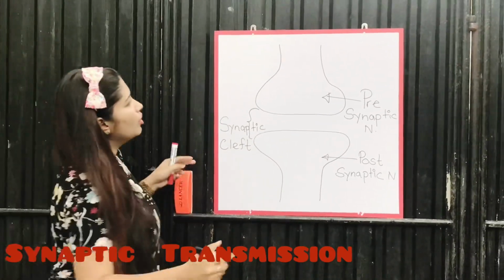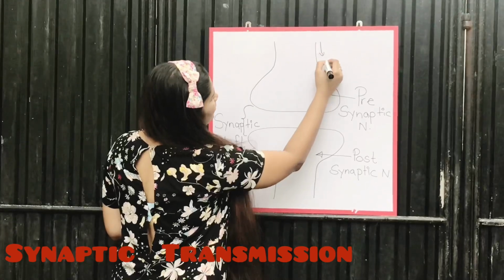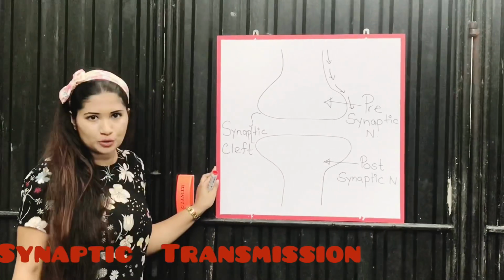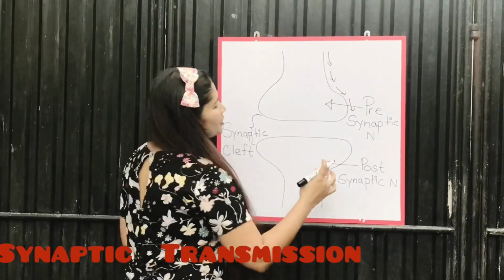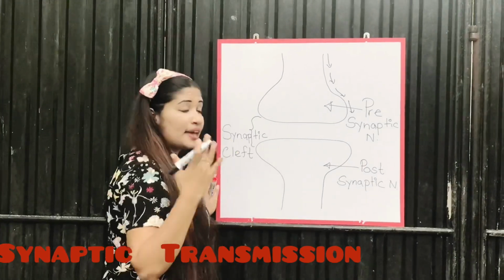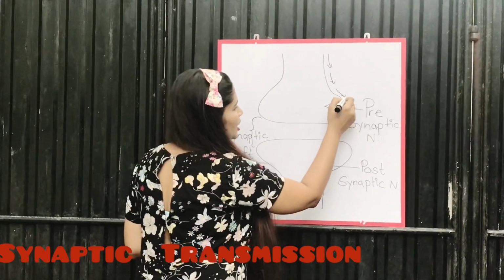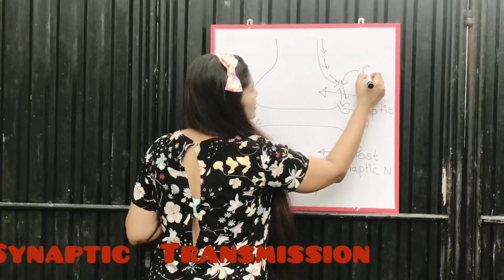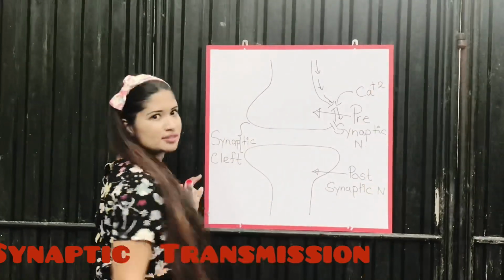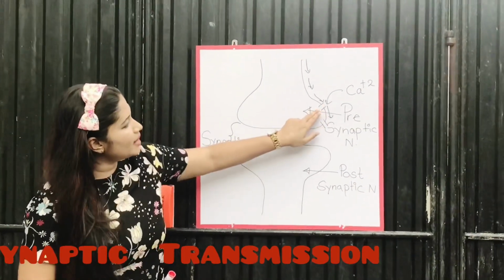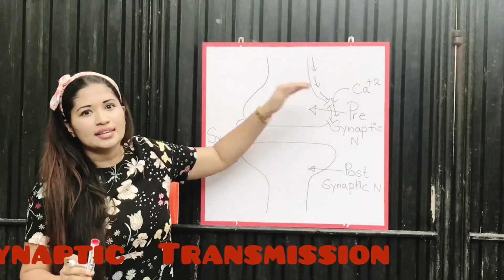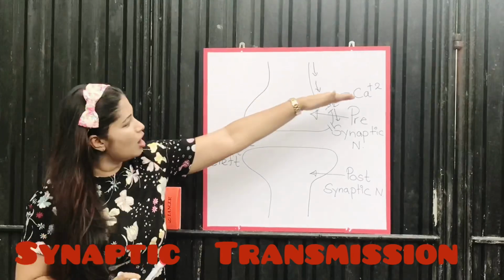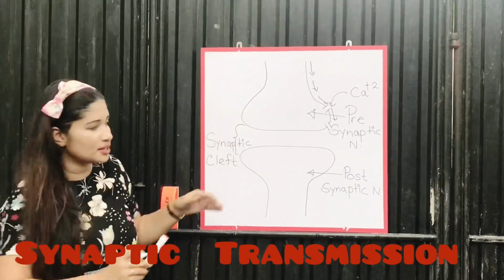First of all, the action potential comes along the membrane of the presynaptic neuron, and the action potential activates the calcium ion gated channels which are located in the presynaptic membrane. So these are the calcium ion gated channels. When the calcium ion gated channels are activated, calcium ions enter into the presynaptic neuron along the concentration gradient.